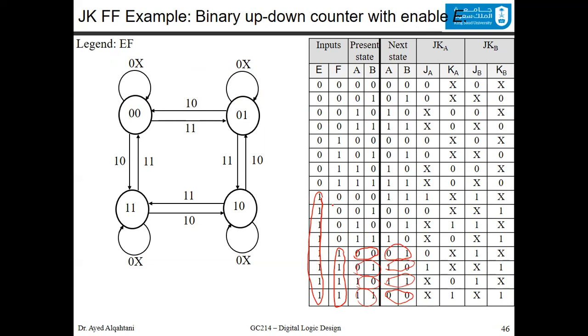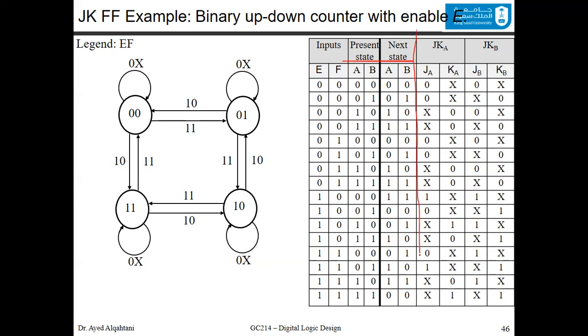And those remaining cases, when the enable is 1 and the F is 0, you will count down. From 0, you will go to 3. From 1, you will count down to 0. From 2, you will count down to 1. And from 3, you'll count down to 2. Now, we got the state table.